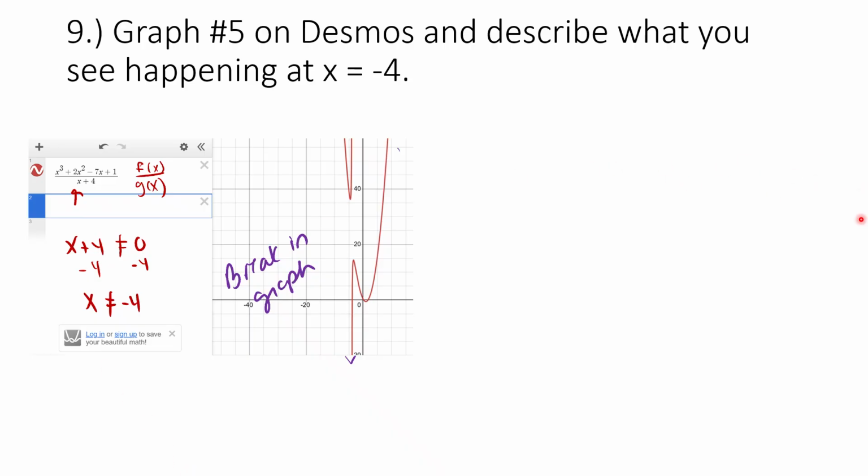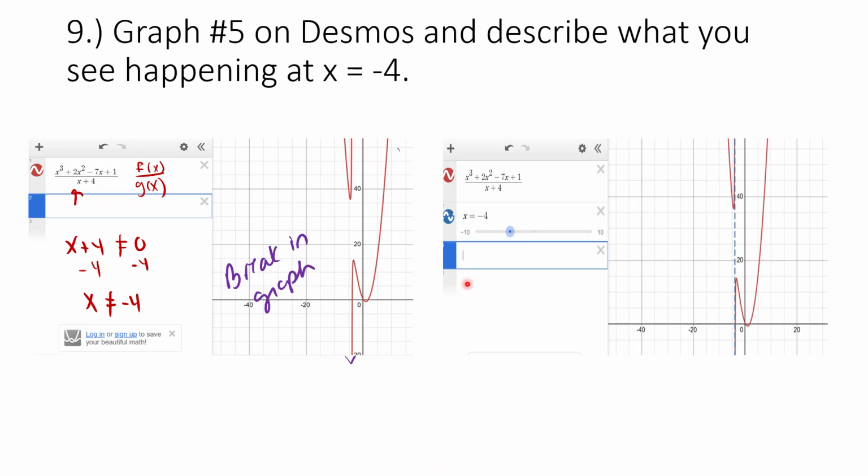So what I did on the next visual is I graphed this vertical line, x is equal to negative 4, and I made it dashed so that we could see it.